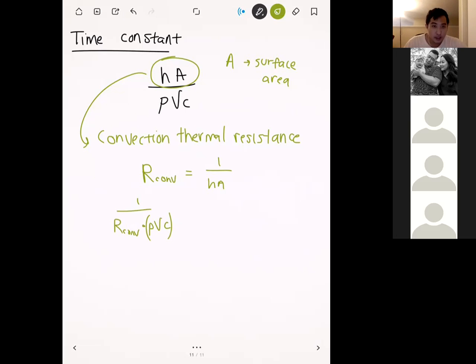All right, so what does this tell us, right? Because we have R convection in the denominator here, what this basically tells us is that the smaller the convection resistance, the more rapid the temperature decline, right?